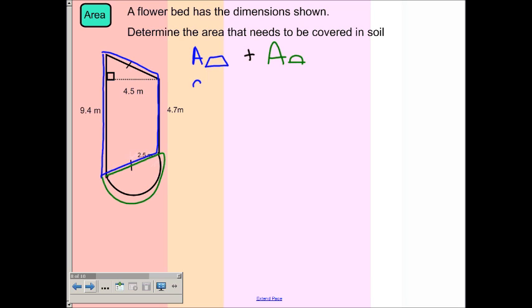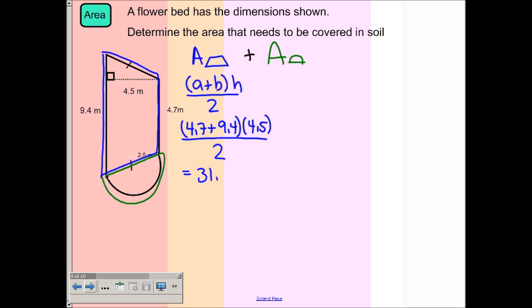So taking a look at the trapezoid, the formula from my formula sheet is a plus b times the height divided by 2. A and b are the top and bottom lengths, sorry. Inputting my values, the top length is 4.7 and the bottom length is 9.4. I'm going to multiply that by the height that I'm given of 4.5 meters and divide by 2. Simplifying this out, you end up getting 31.725 as the area of the trapezoid.